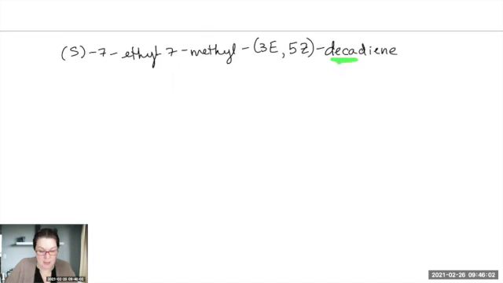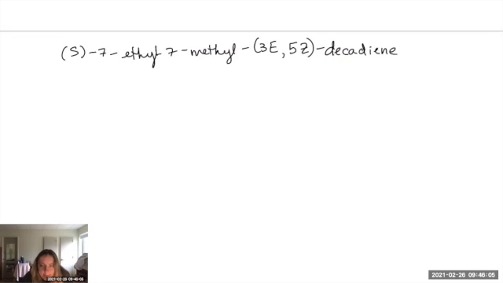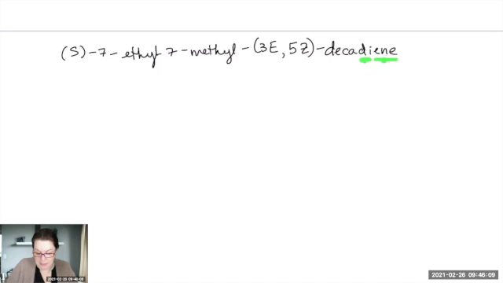We have deca, 10, right? So we have 10. Di means we have 2. Ene means we have 2 alkenes, okay? Where are those alkenes going to be? Well, they're going to start at number 3 and at number 5.